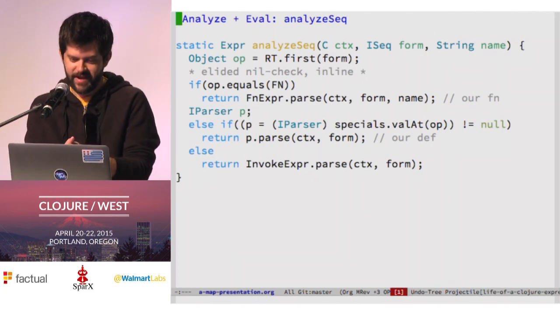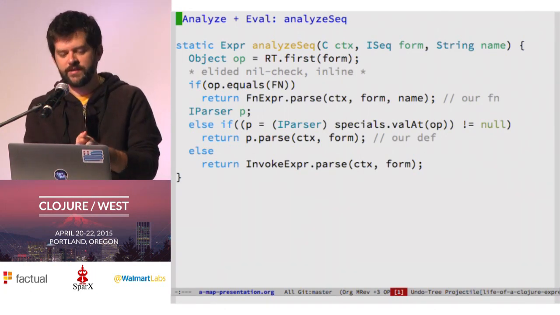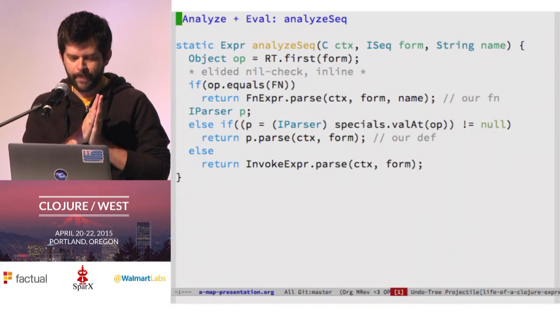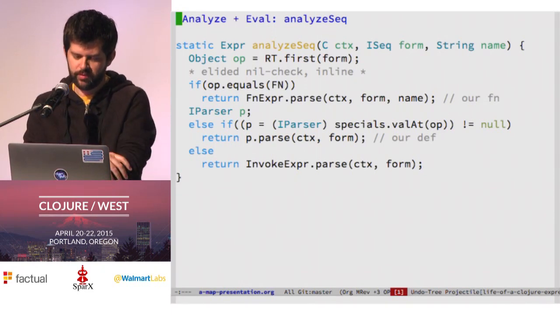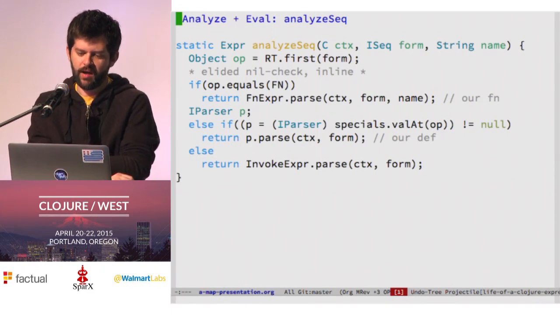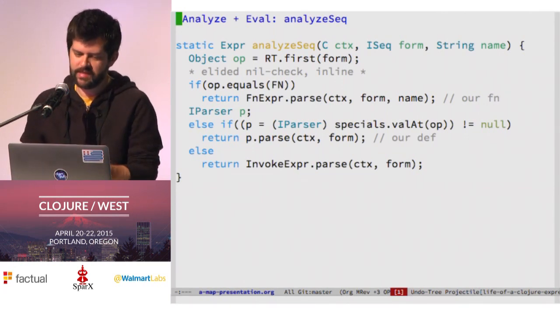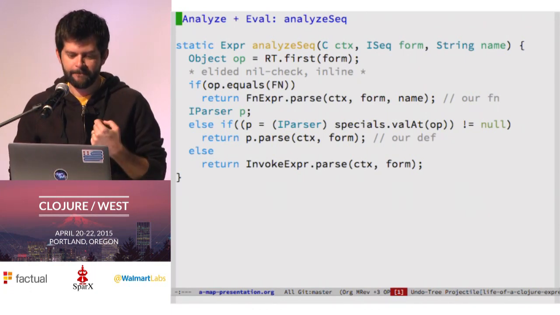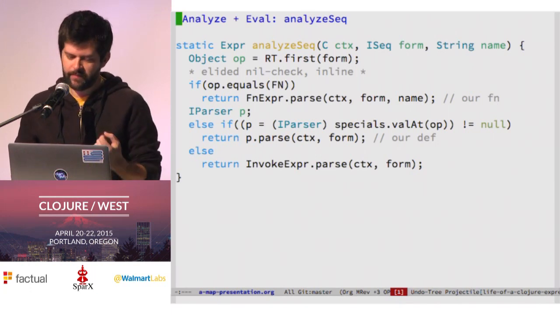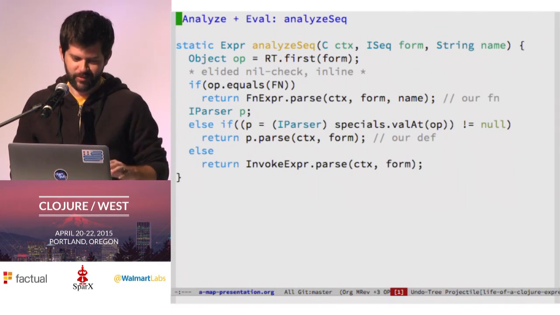Anyway, we're not going to look into FnExpr parse, though. So then we check, FnExpr is a special form, or rather fn* is a special form. All the other special forms, if I remember right, are in this specials map. So we look up in the specials map to see if our op is one of those specials. And our def is going to be in that map. If it is, the parser that's in that map for def gets called, and that's what gives you back your DefExpr. We're not going to delve into the parsing of a DefExpr.